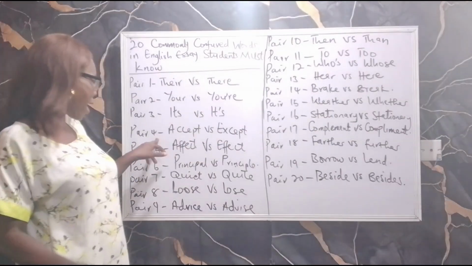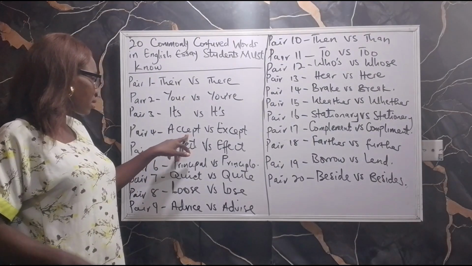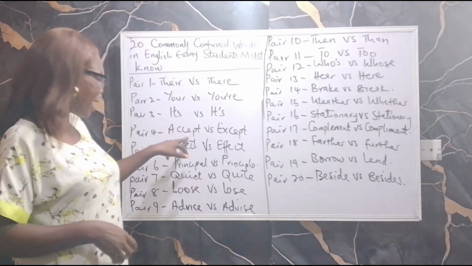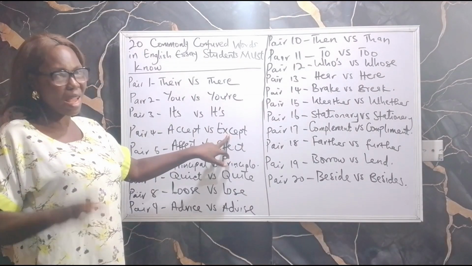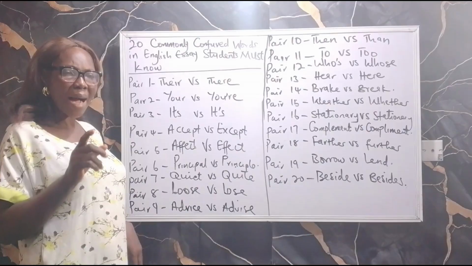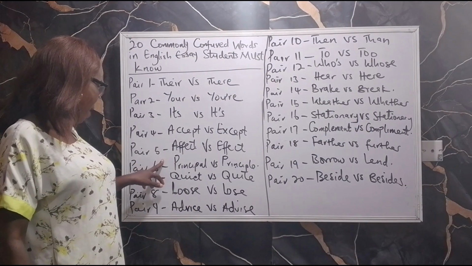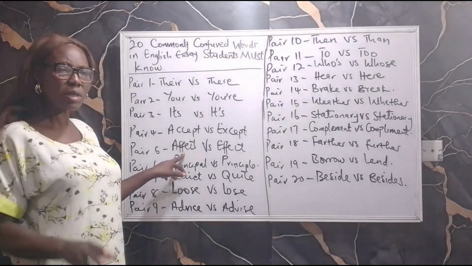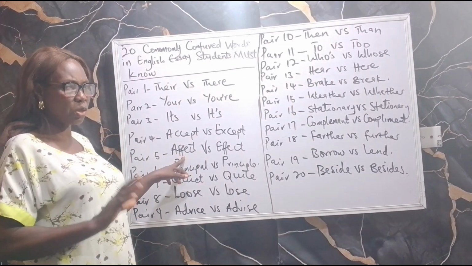Then pair 4, we have accept versus except. Accept means to receive. For example, I accept your apology. But except here means excluding or not including. For example, everyone passed the test except John. Then pair 5, we have affect versus effect. Affect here is used as a verb. For example, not studying your book will affect your total score.